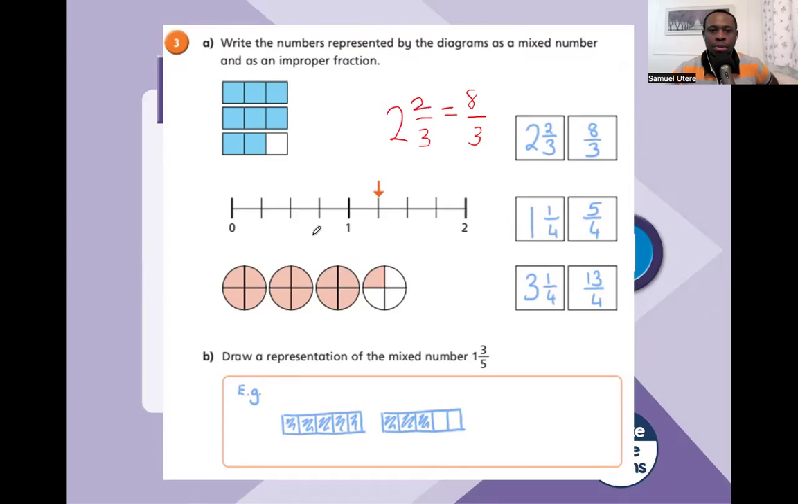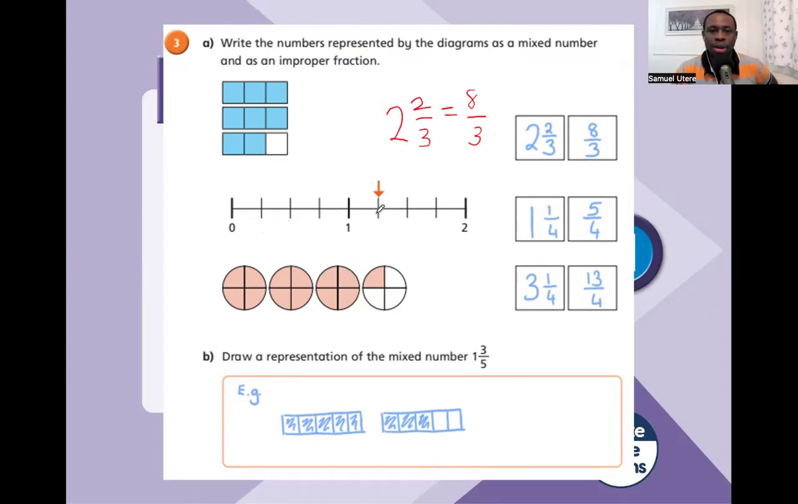And then look at this one. You can see that we already have 1 whole. And you can see that this part is 4 intervals. So each of these is 1/4. So it means we have 1 and 1/4. And that's it. You can see, that's what you can see here.